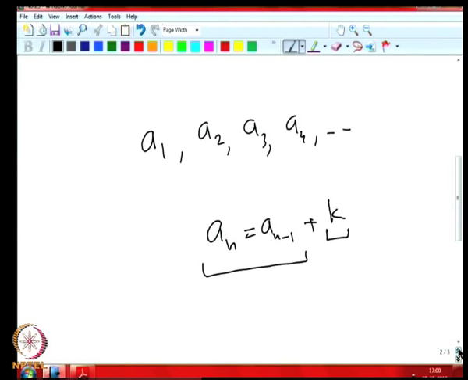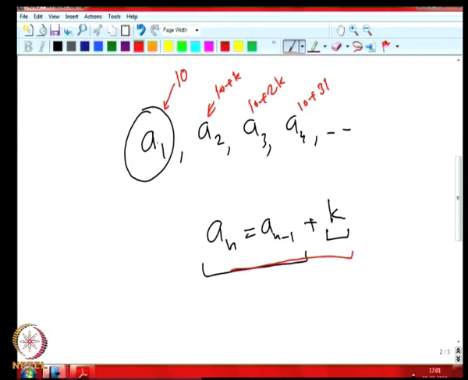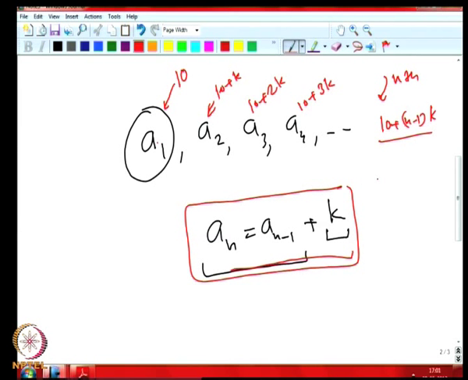We will definitely need to know what the first number is. This is the very important thing. Once you know this, with this formula we will be able to figure out the rest. For instance, if you give this as 10, then the next will be 10 plus k, then 10 plus 2k, then 10 plus 3k, and so on. So the nth term will be 10 plus (n minus 1) times k. That is the good thing about this kind of relation: you can infer the nth term.